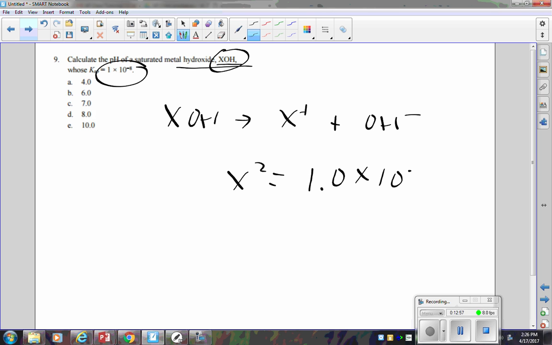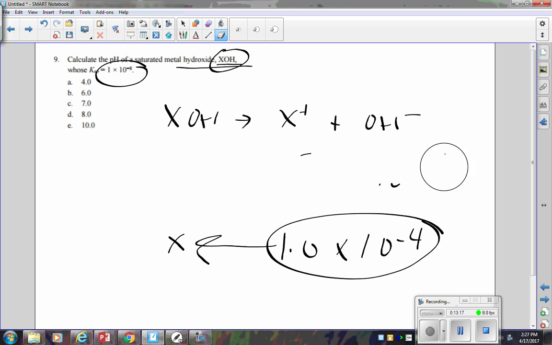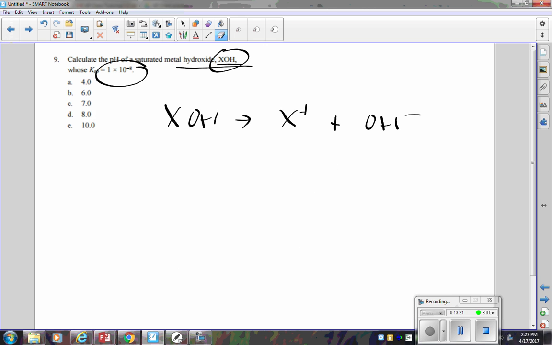Well, the square root of 1 is going to be 1, and then half of 8 means I'm going to get 10 to the negative 4th. So I take half of the exponent, which means that I just solved X, the molar solubility. So think of it like an ICE table. This would be plus X, plus X. So this is basically 1.0 times 10 to the negative 4th for OH.